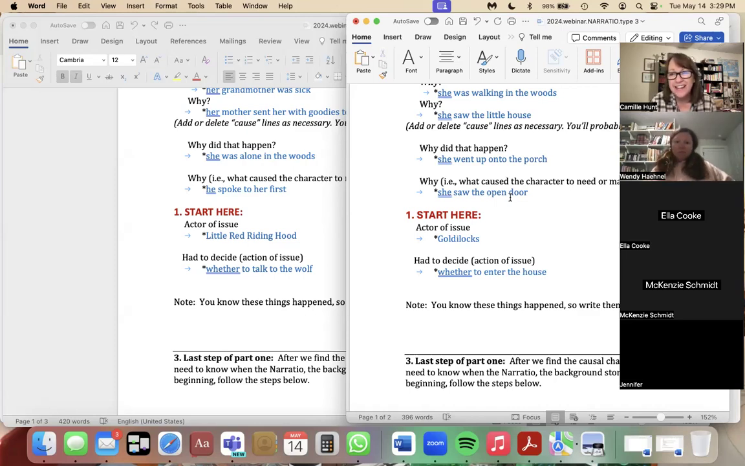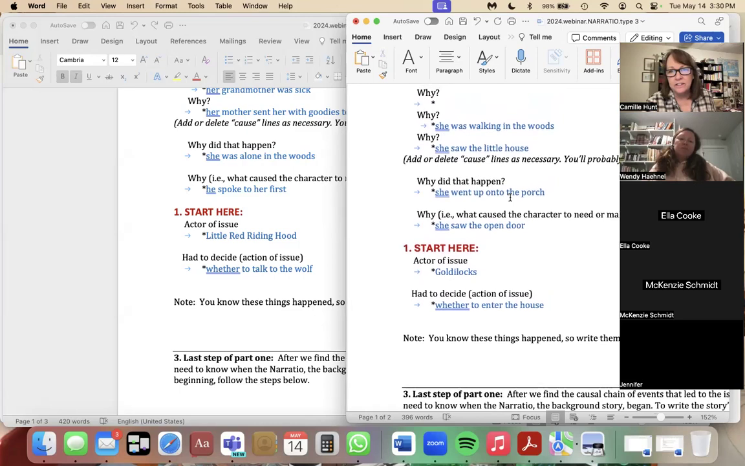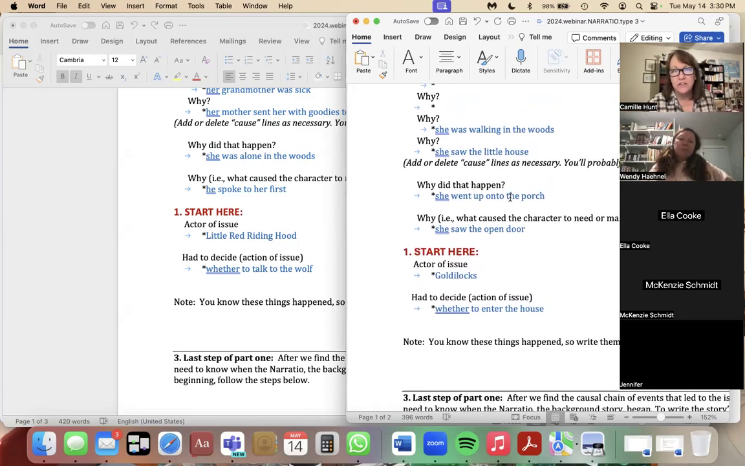It could say Goldilocks entered the house. She decided to enter the house. That's fine too. Why did she decide to enter? She saw the open door. Why? She was on the porch. Why? Well, I mean, we could read it going up with because. She had to decide because she saw the open door. Why? Because she went to the porch. Why? Because she saw the little house. Because she was walking in the woods.